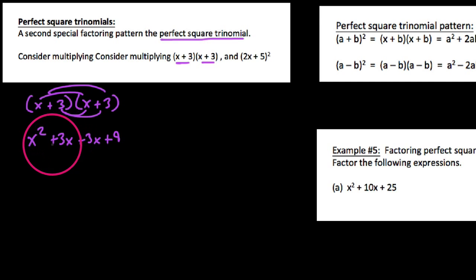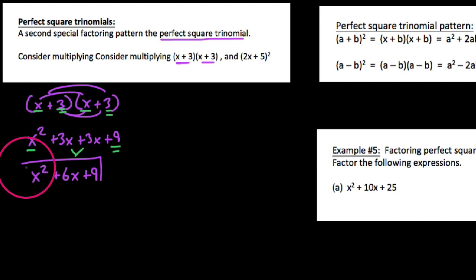I want you to notice that the first term here is a perfect square of this value, and the last term here is a perfect square of this value. But the middle term, we get essentially by saying we get 3x twice. We get 2 times x times 3. So this is 6x plus 9. And this is what's referred to as a perfect square trinomial, but only because we squared a binomial to get it. It's a result of squaring something.